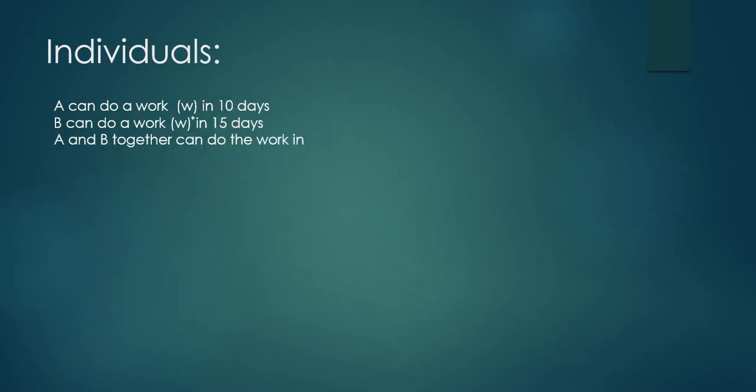See here. A can do a work in 10 days. B can do a work in 15 days. A and B together can do the work in how many days? Simple. Let us assume total work equivalent to 30 units. This is nothing but the LCM of 10 and 15. Now, A and B working together can do the work in how many days?